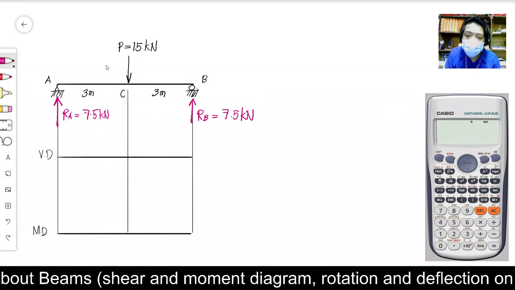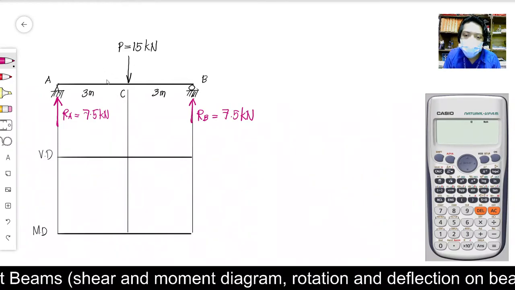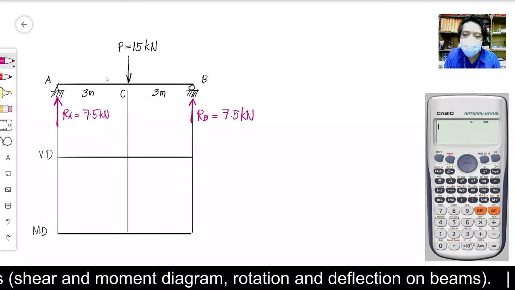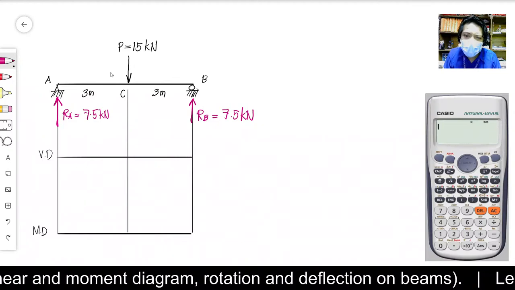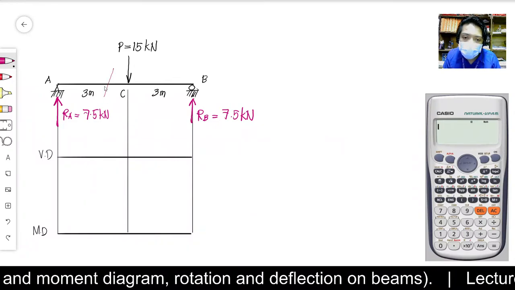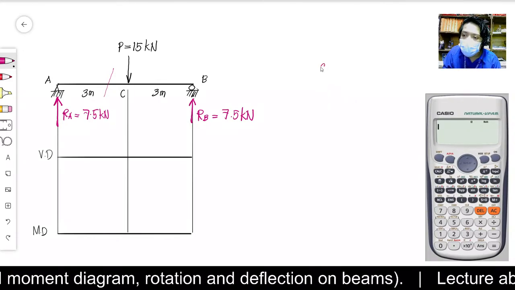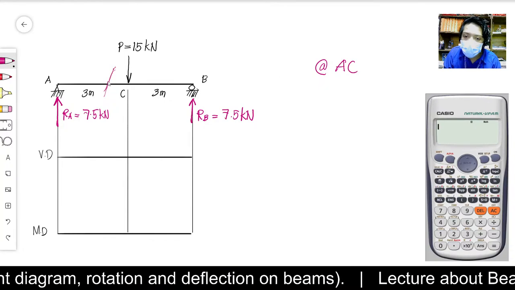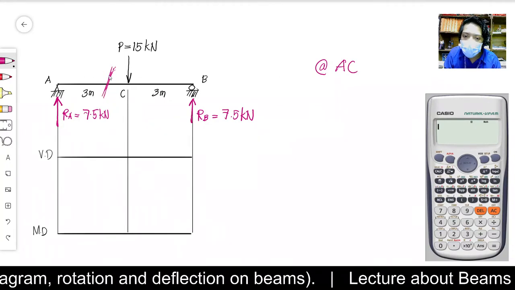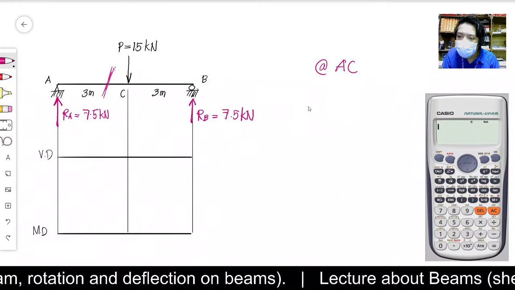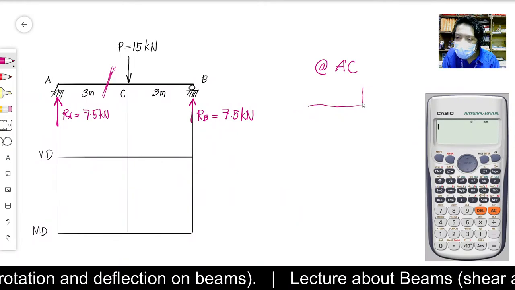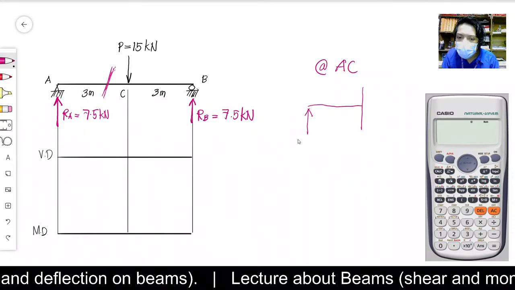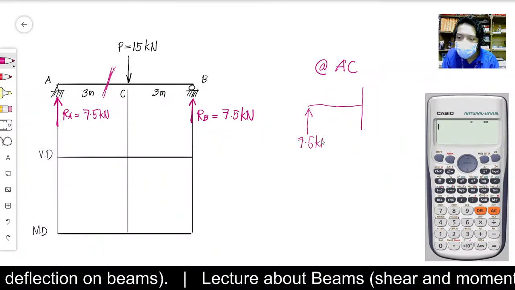Okay. So for segment AC, to find the equation of the moment diagram for segment AC, you pass a cutting plane at segment AC. So I'll write it here, segment AC. This is your cutting plane here. From the cutting plane, we take the left part of the beam. So, this is the beam, and this here is your cutting plane. And you have here RA, which is 7.5 kilonewton.